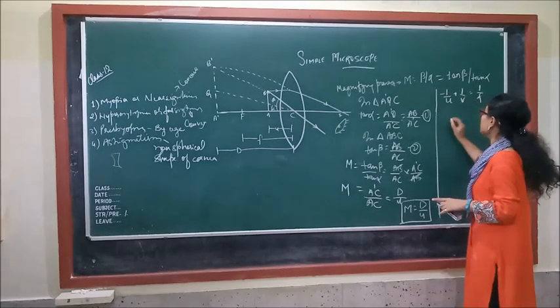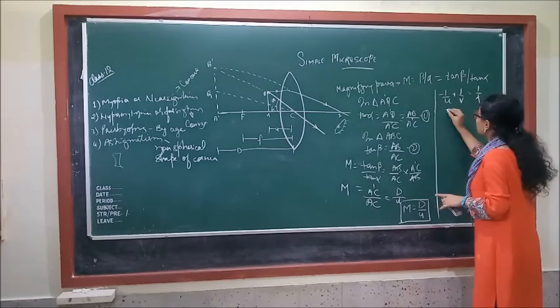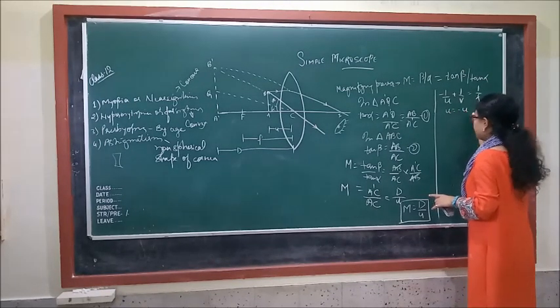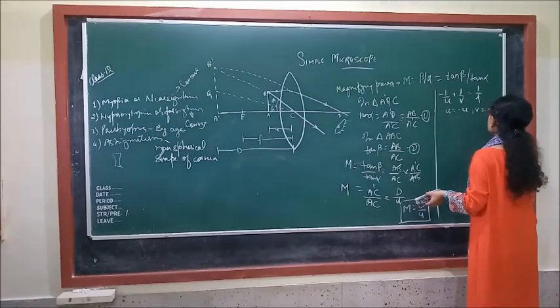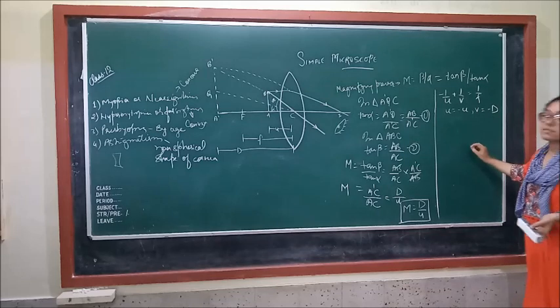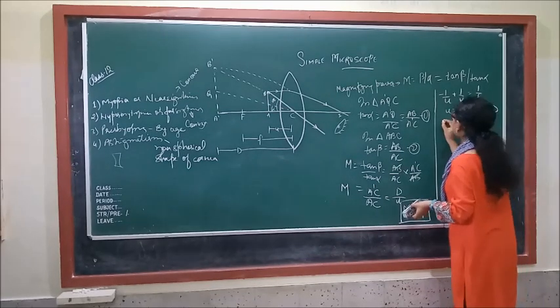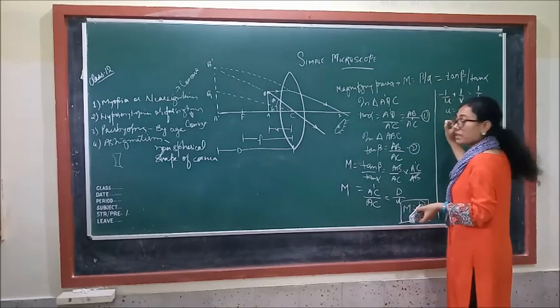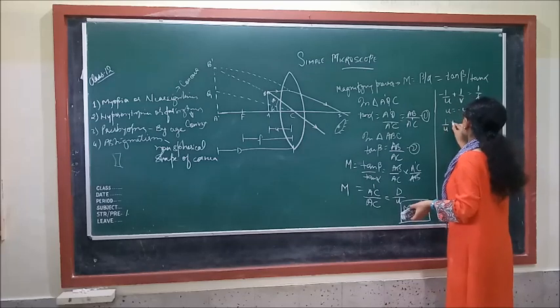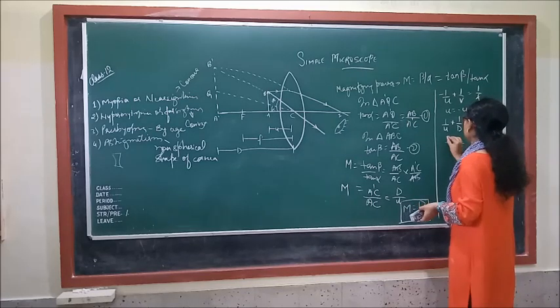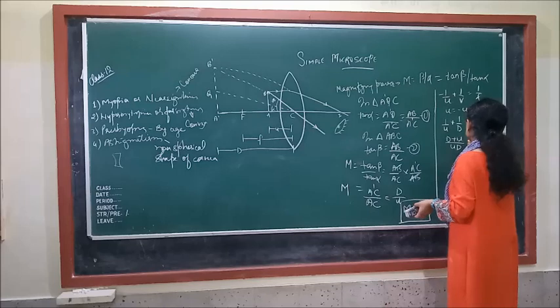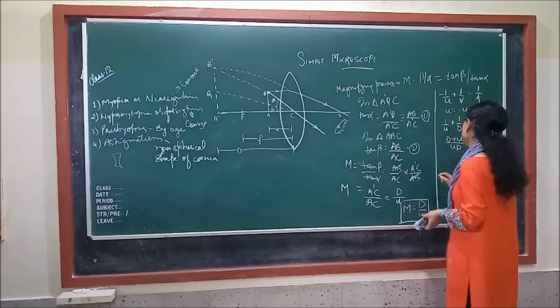The lens formula. You know for u is equal to minus u, as you already know, v is equal to minus d, the least distance of distinct vision. We will put the values, so minus minus gives plus, plus 1 by d is equal to 1 by f. We will have to do u d d plus u equals to 1 by f.